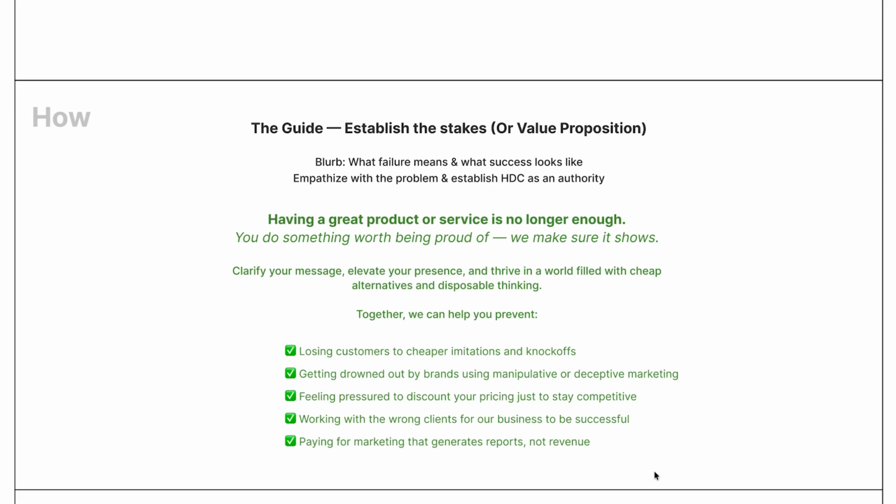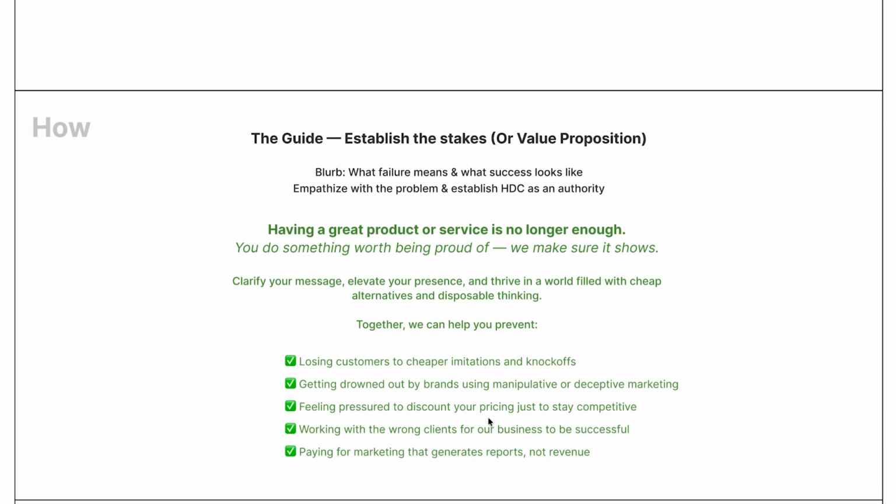Working with the wrong clients for your business to be successful. This is one too, where I call clients or leads and I ask them, how are sales going? Do you need help growing your sales? They're like, we're so busy, we can't take any more work. And I was like, oh, do you need help finding the right clientele? Are you doing work with the wrong people? And a lot of times I get, ooh, I didn't think of that. And that opens the door. So I try to get that in there.